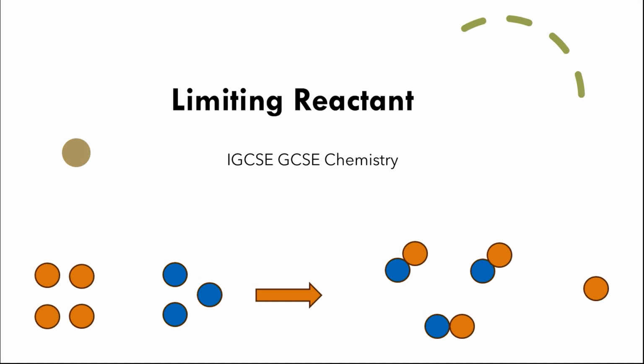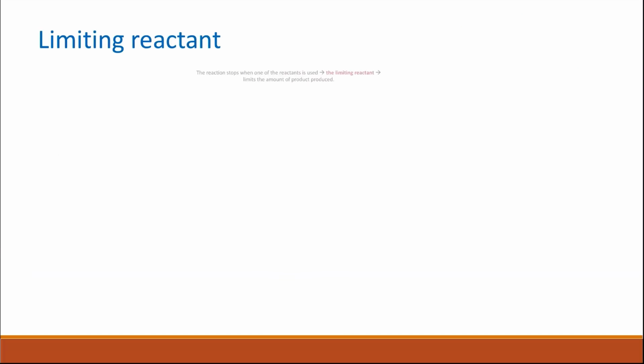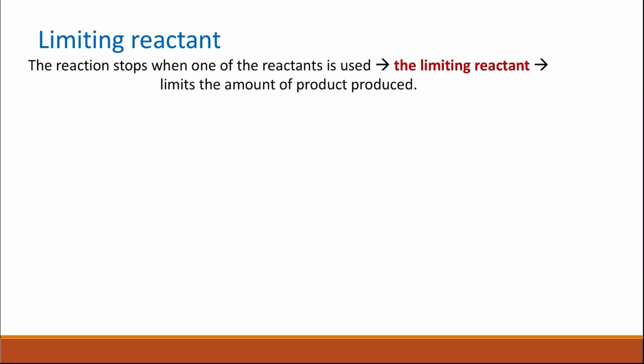In this video, I will explain what is a limiting reactant and how you can use the limiting reactant to calculate the amount of product in a reaction. A limiting reactant is the reactant that limits the amount of product produced. So the reaction will stop when this reactant has been completely consumed.